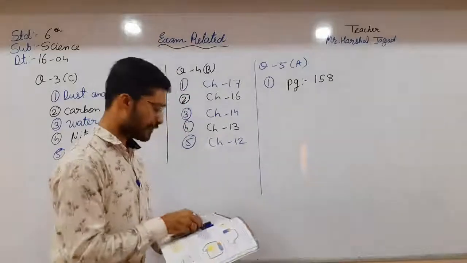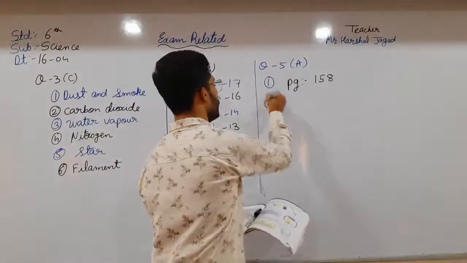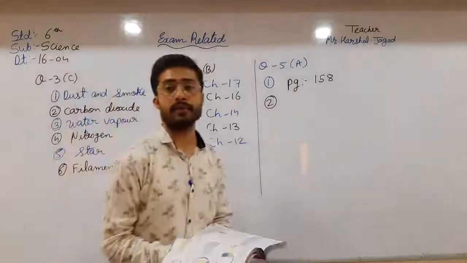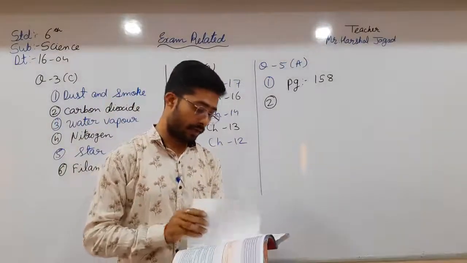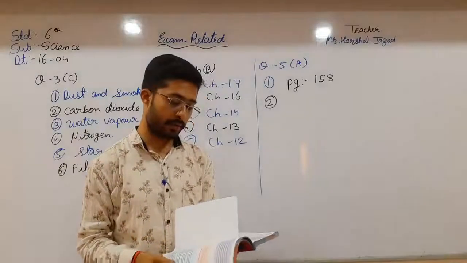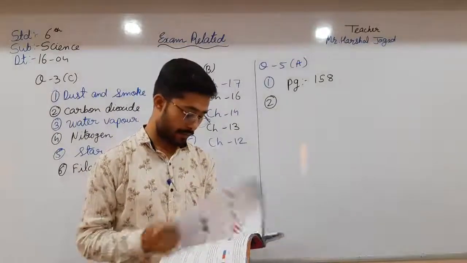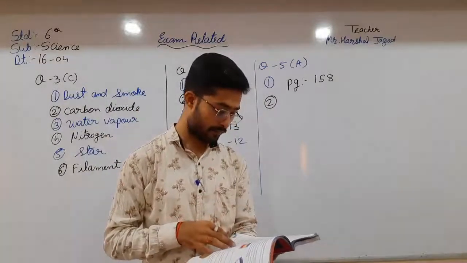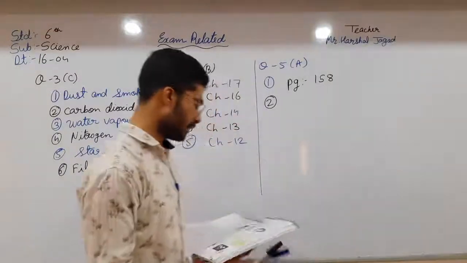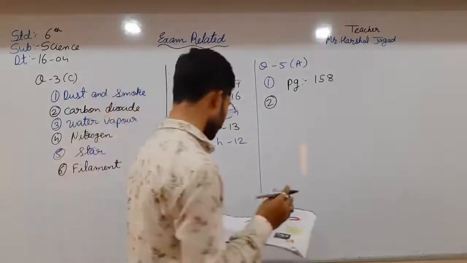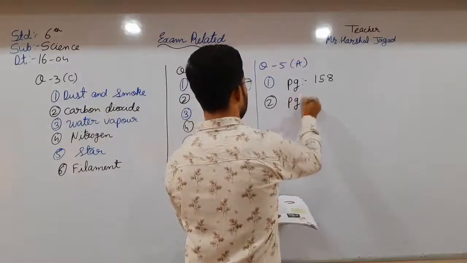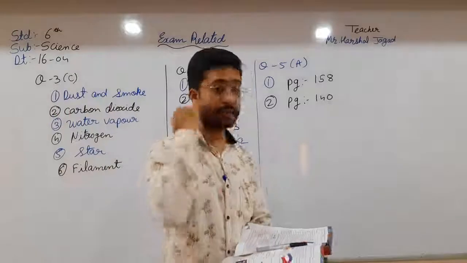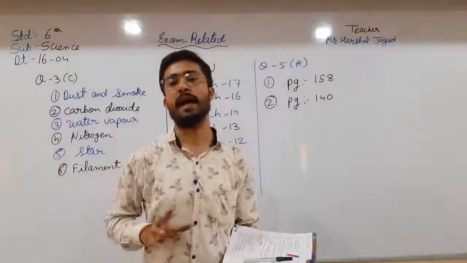Then after, the second experiment, how to make a magnet. This is from chapter number 12, how to make the magnet. Here the activity is given. You can see on page number 140, to make a magnet using an iron or stainless steel object. So in that activity you have to write that.